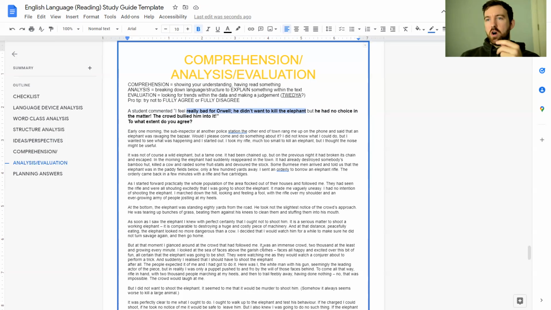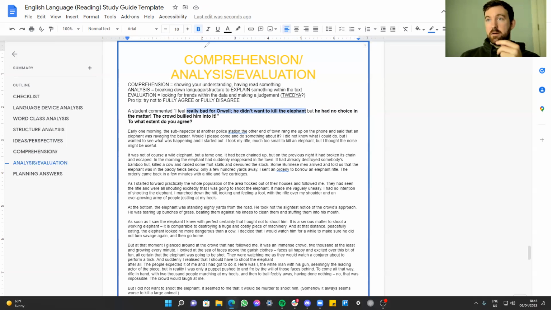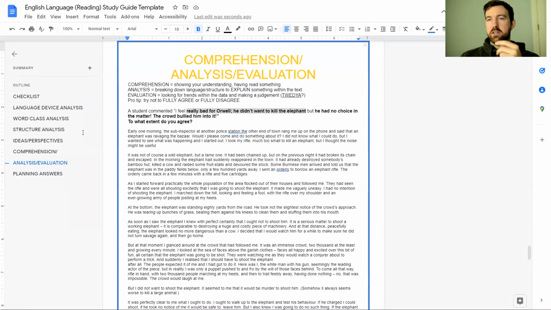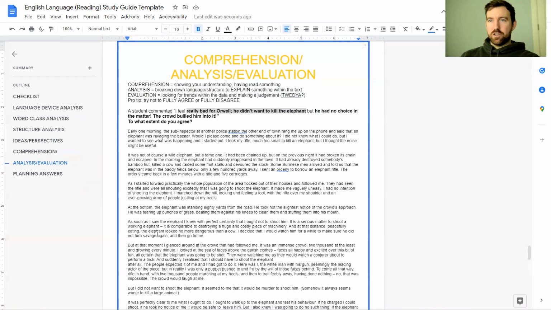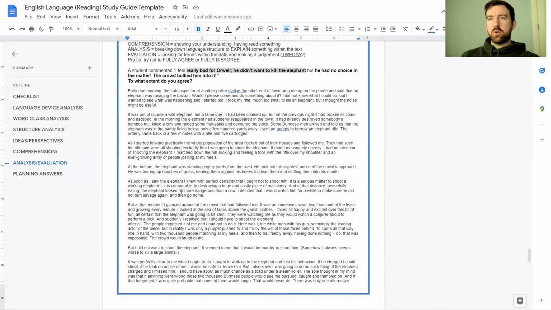Yeah. So then what I would do in my exam is on the side, I would just write, "sorry for Orwell, didn't want to kill, crowd bullied." Something like that. So I'm just writing the prompts of the questions down on the side before I read. Now, hopefully you'll do it better than that, because obviously that wasn't great, but you get the idea. You write it on the side to prompt yourself. So let's read it. As we're reading it, we'll also try and comprehend it a little bit.